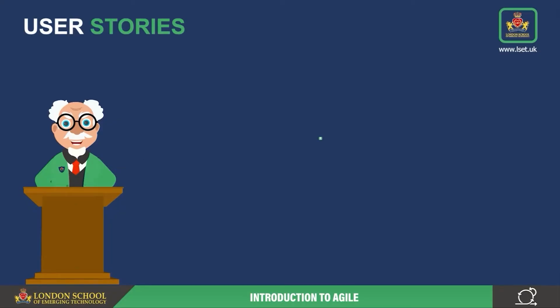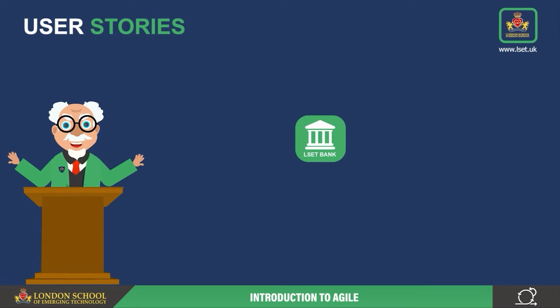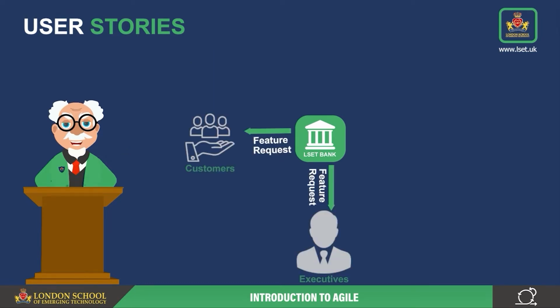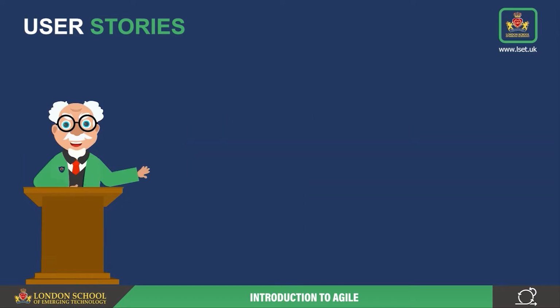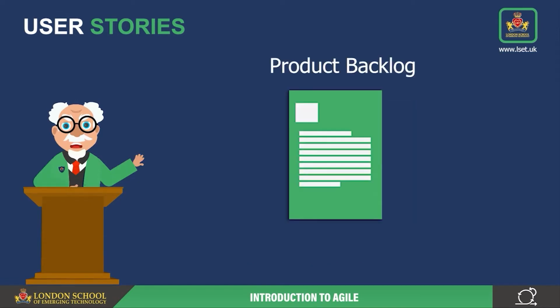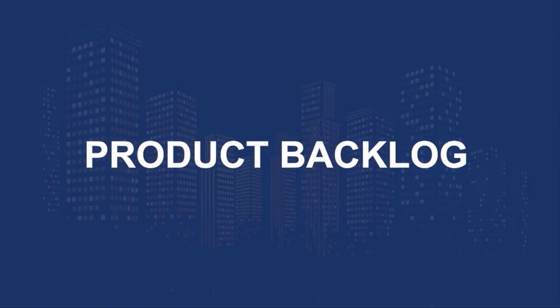Let's say we want to build an online banking app. Call it a product. Customers, executives, other members of the team, and even developers request all kinds of features for this product. Features are written from a user's perspective in Scrum. User stories are therefore known as features. Product backlogs.